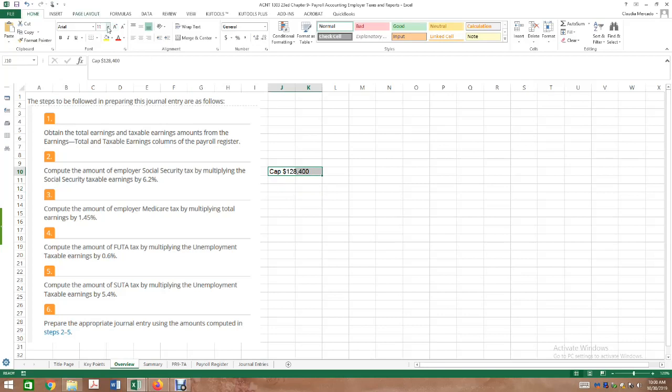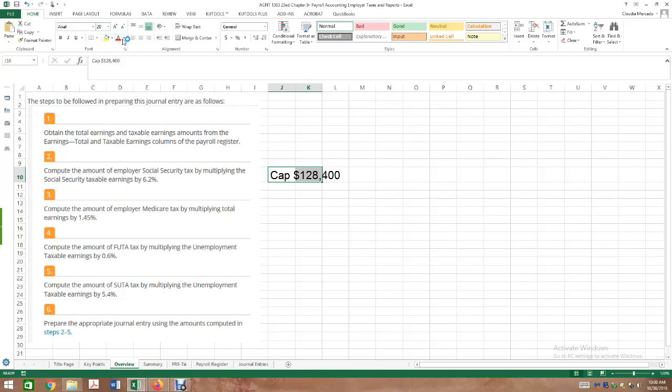That means that you're going to pay Social Security taxes on the first $128,400 of your earnings, and you're going to pay 6.2%. That was provided here. So if you make from $0 to $128,400, you have to pay 6.2%. That is where they're asking you to compute the amount of your Social Security tax by multiplying the Social Security taxable earnings by 6.2%. So if you're between the range of 0 to $128,400, you're going to pay 6.2%.